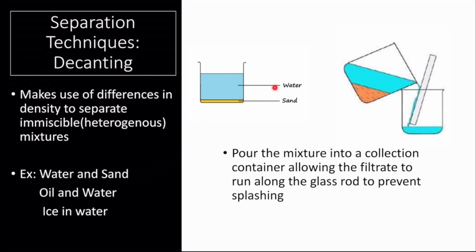For example, here we have water sitting on top of the sand, and basically you pour the mixture into a collection container, in this case a beaker, and you let it run along the glass rod to prevent splashing. So you're left with water in one beaker and sand in the other one.